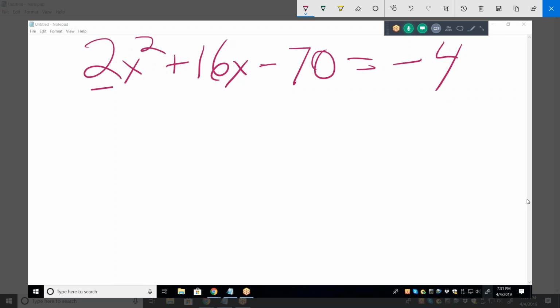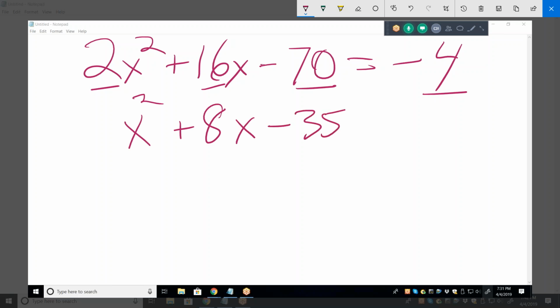Well, I got an even number there, an even number there, an even number there, an even number there. What's the first thing I'm going to do? Take a greatest common factor? Divide everything by 2. As long as I have even numbers everywhere, I can divide by 2. Even numbers are always divisible by 2. So if I divide both sides by 2, I get this. Correct? Right. Now, they want you to complete the square.